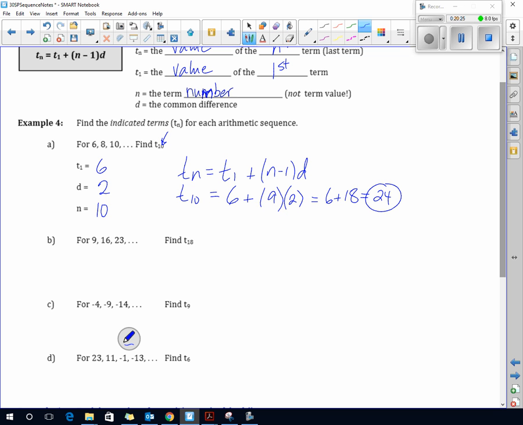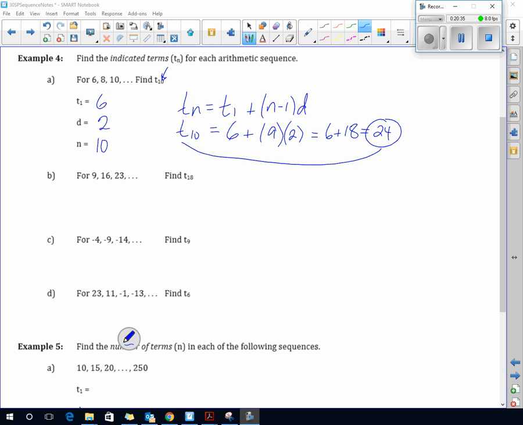Okay, so term 18: the first term is 9. What's happening each time? D is 7, yeah. So plus 17 times 7. So I got 128. You got 128? Yep.